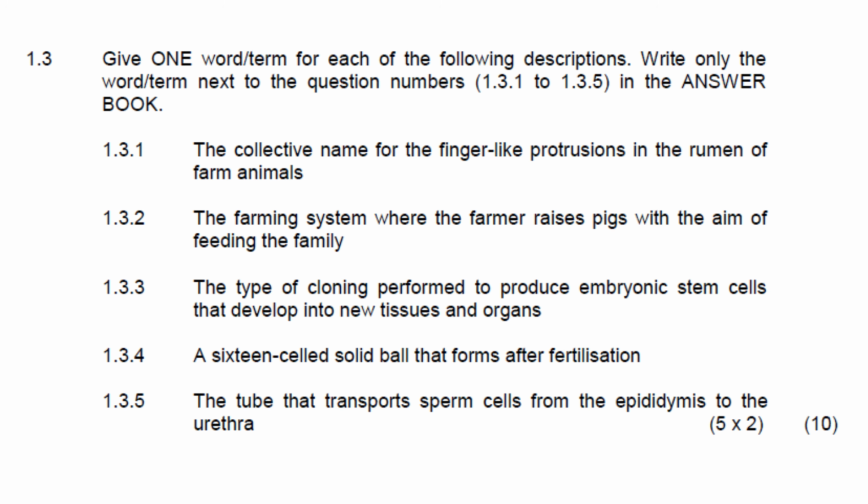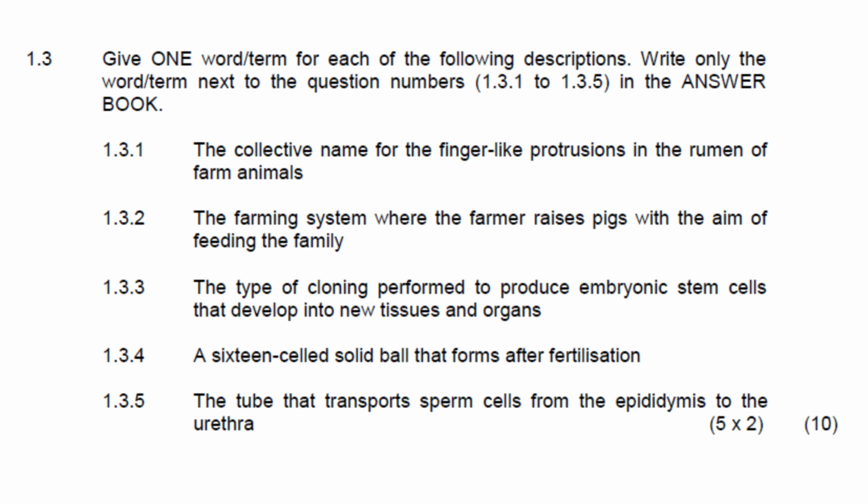Now let's define the terms. We're coming to 1.3, the terminology. Those are good marks that you can just give yourself, to get yourself those 10 marks. So give one term, one word or one term for each of the following. Now, the collective term for finger-like protrusions in the rumen of farm animals, the correct answer there is papillae. Right, so papillae increase surface area for absorption in the rumen.